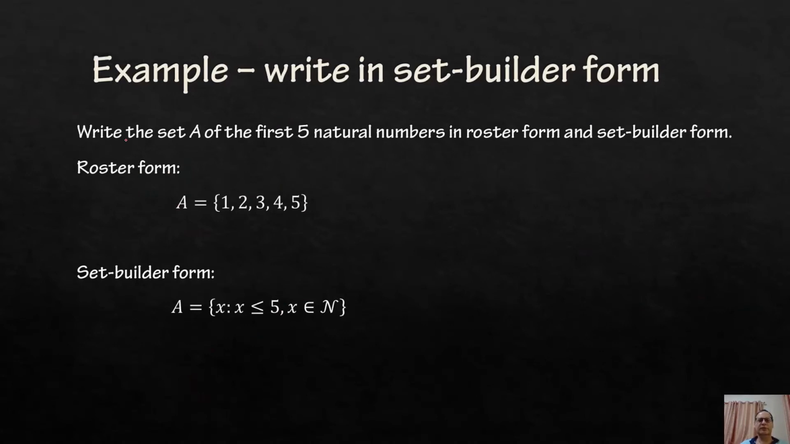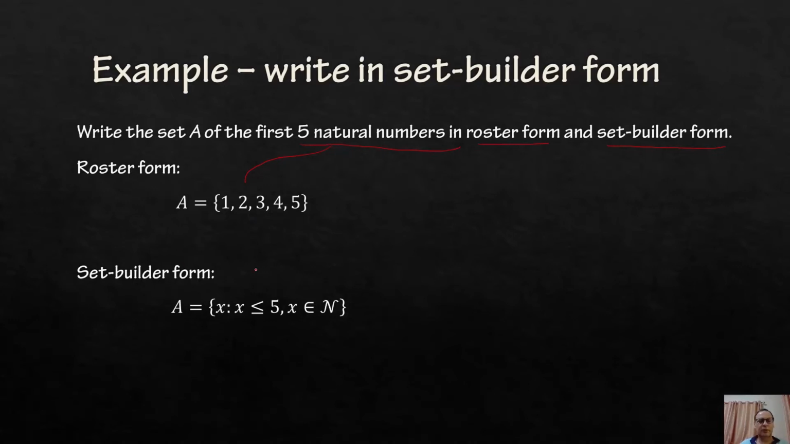Okay, in this section we'll give some examples of how to write our sets in set builder form. Okay, here's the first question as a basic example. Write the set A of the first 5 natural numbers in both roster form and set builder form. Okay, in roster form it's quite simple. We just list out the first 5 natural numbers, 1, 2, 3, 4, 5.